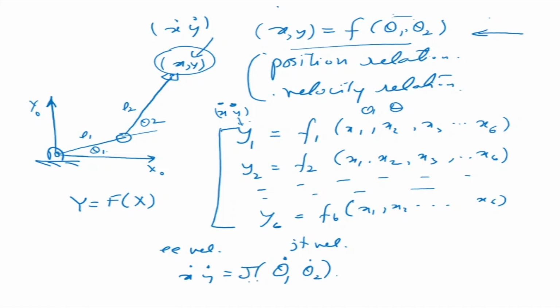So basically this is just to show what the Jacobian is, how the Jacobian is defined, and what we are trying to do. Now let's look at our two-link manipulator. Let's come back to our two-link manipulator. So this is my two-link manipulator.